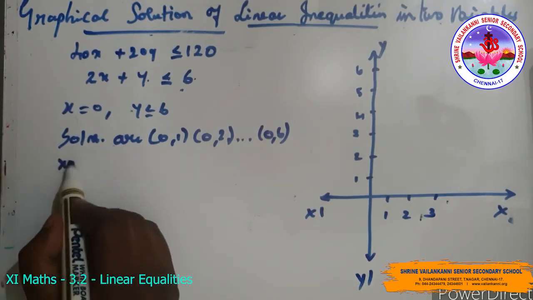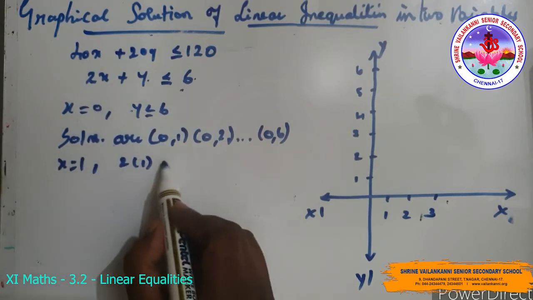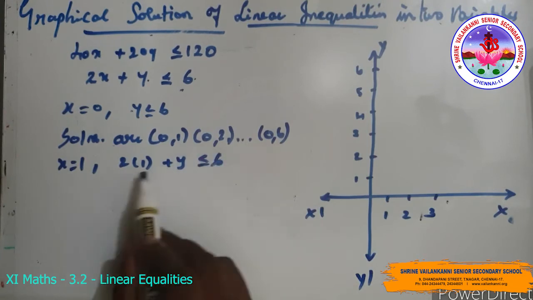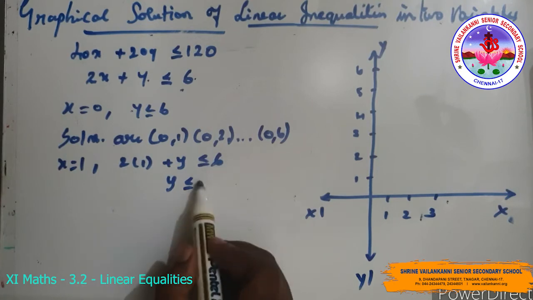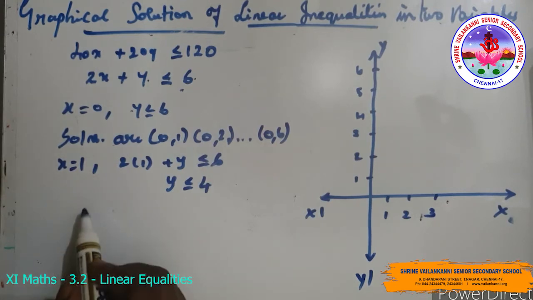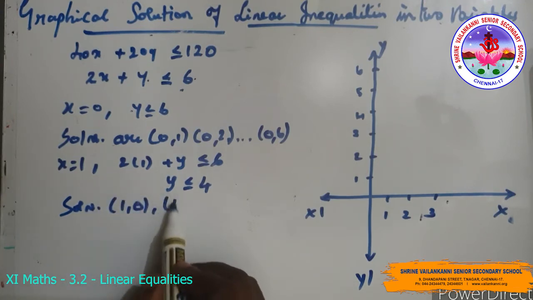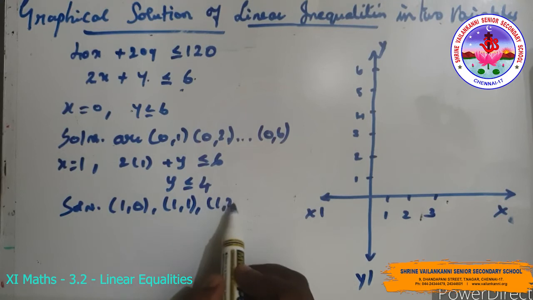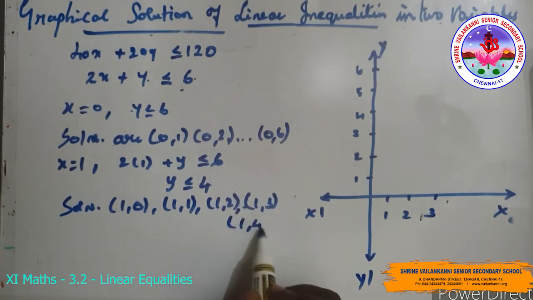So when x is 1, substituting in this inequality, we get 2 into 1 plus y less than or equal to 6. Subtracting 2 on both sides, we get y is less than or equal to 6 minus 2, 4. So y is less than or equal to 4, that is 0, 1, 2, 3, 4. So when x is 1, the solutions of this inequality are (1, 0), (1, 1), (1, 2), (1, 3) and (1, 4).